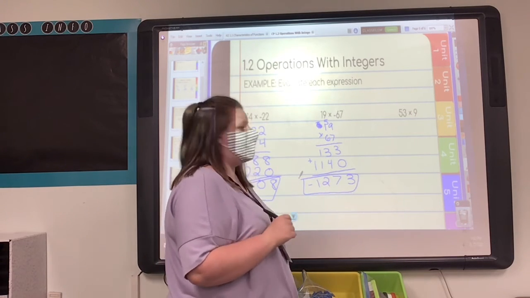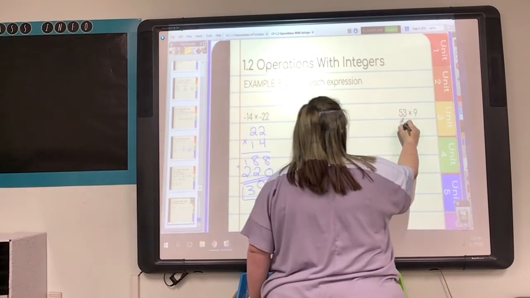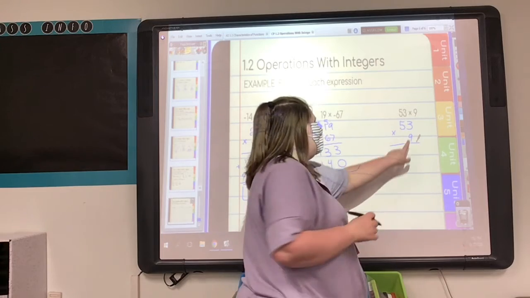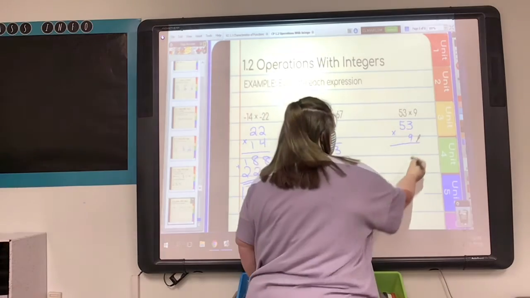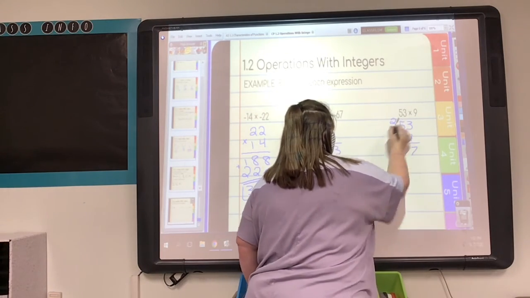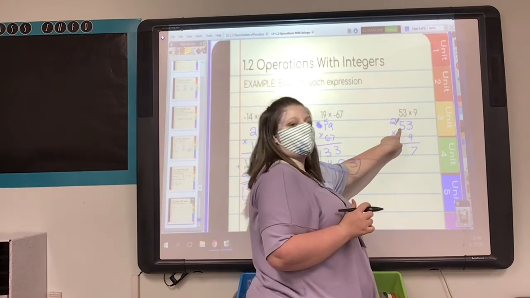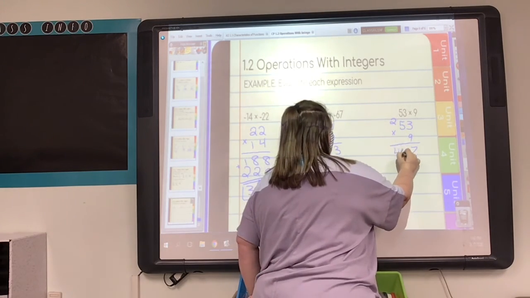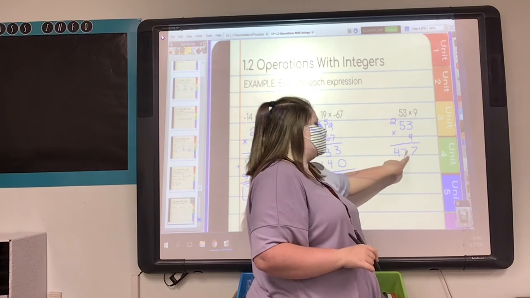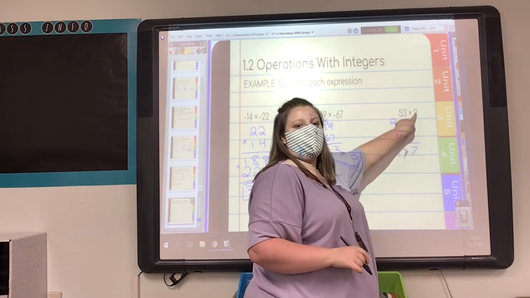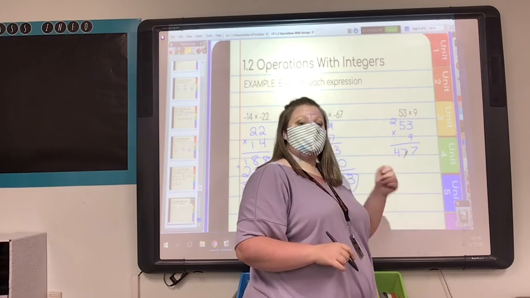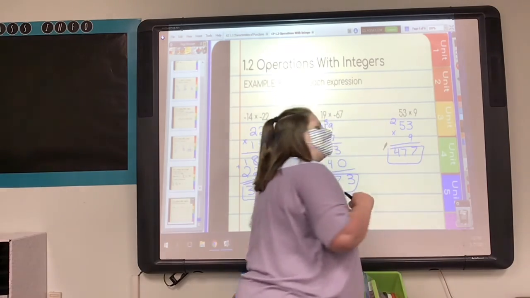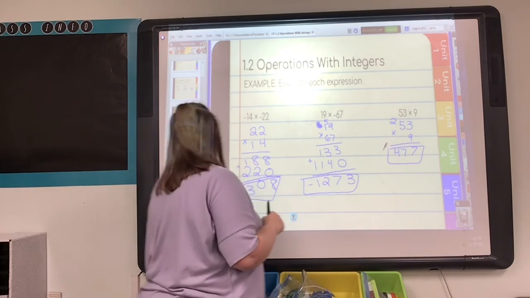All right, we've got one more to do. 53 times 9. So if we start by multiplying, 9 times 3 is 27. Bring down the 7, carry the 2. 9 times 5 is 45. 45 plus 2 is 47. So we get 477. Both of our original numbers were positive. So since they had the same sign, our final answer is positive. So we leave it at 477.